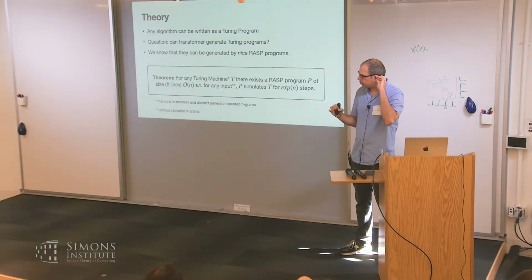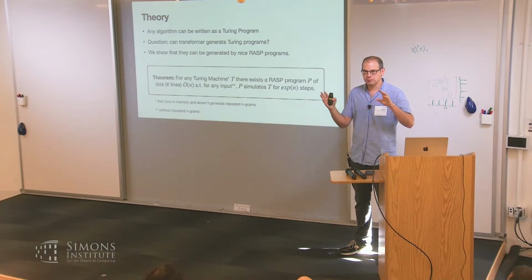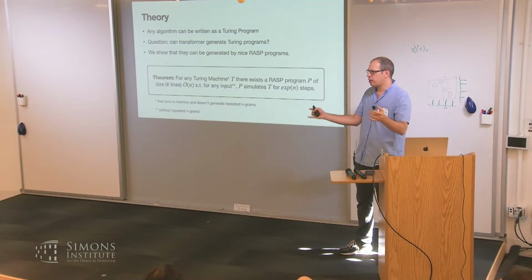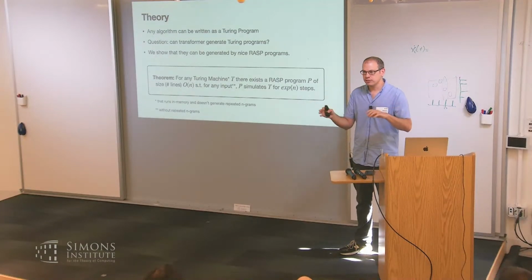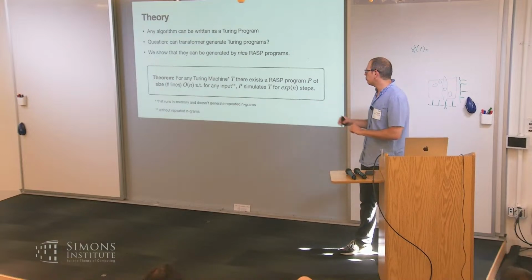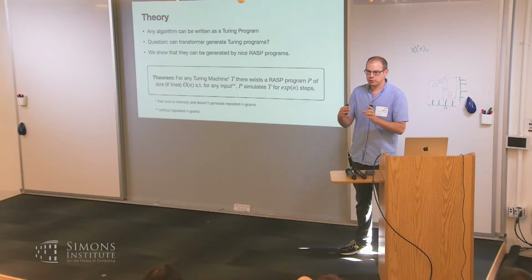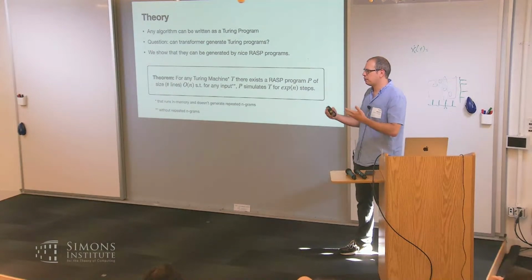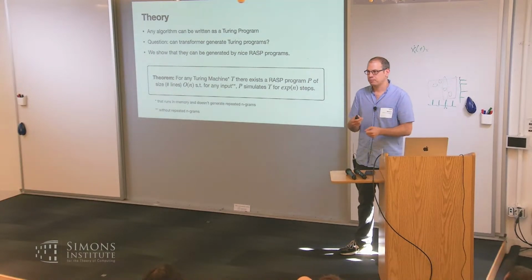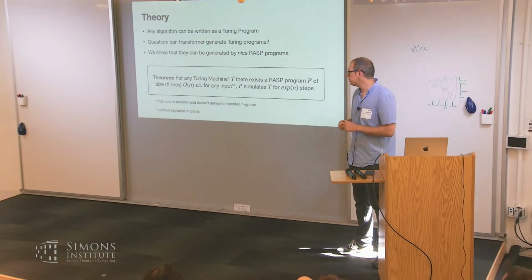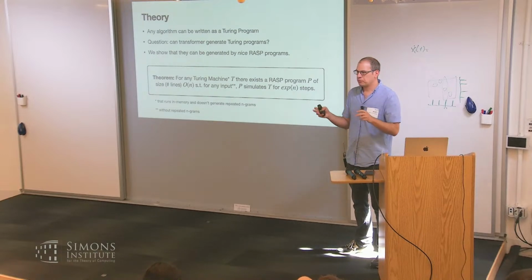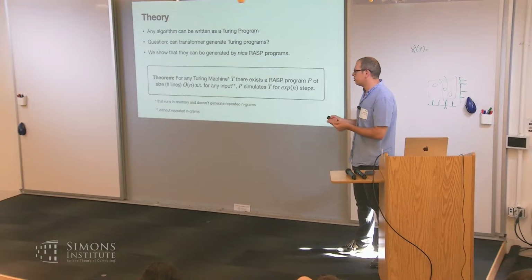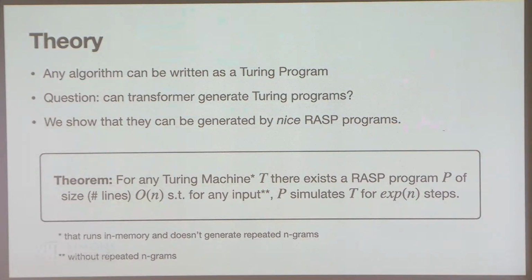If you're not familiar with RASP, this is a programming language that is aimed to capture how the operations of transformers are built, and there are multiple variants of this programming language. We choose a particular variant that doesn't allow us to do weird operations on positional encodings and on indices, and we can show that for a nice enough Turing machine, we can construct a RASP program that basically simulates this Turing machine and generates the Turing program of the runtime of the machine for an exponential number.